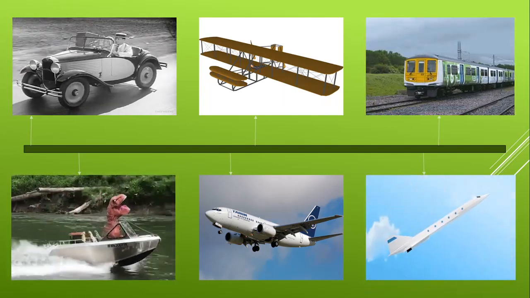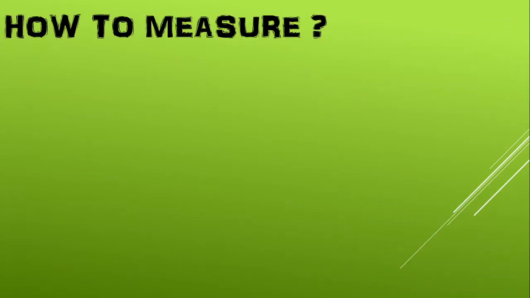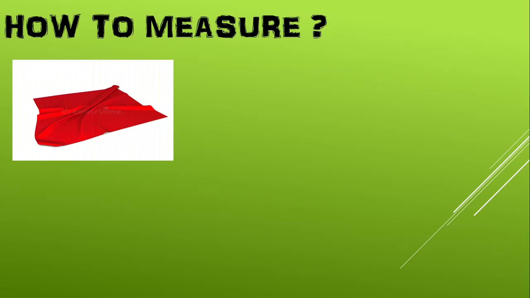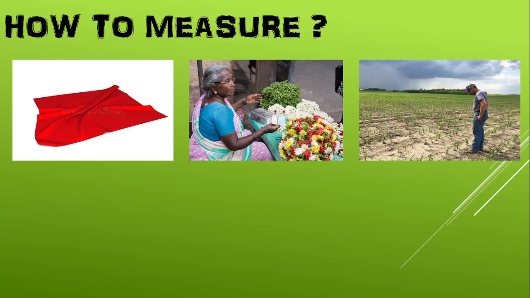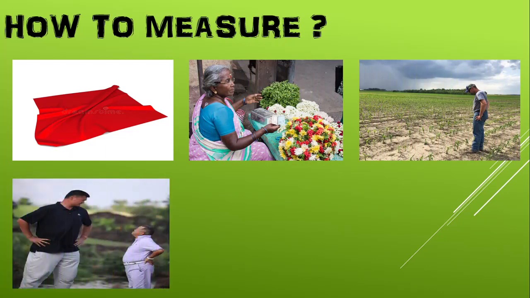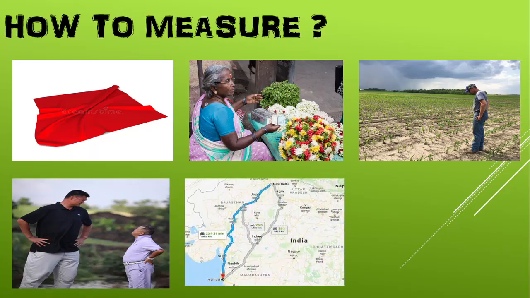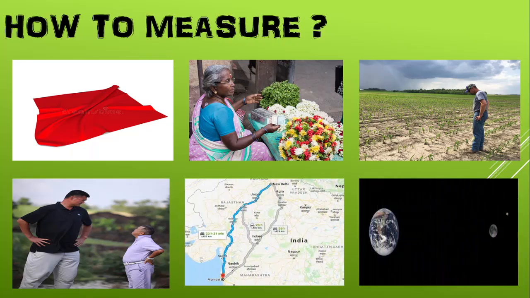How to measure? On many occasions, we need to measure length and distances. For instance, a piece of cloth to stitch a dress, a farmer should know the length and width of a land for cultivation, height of a person, distance between two cities, and distance between the earth and the moon. All these cases have one thing in common. They all concern distance. What is it?